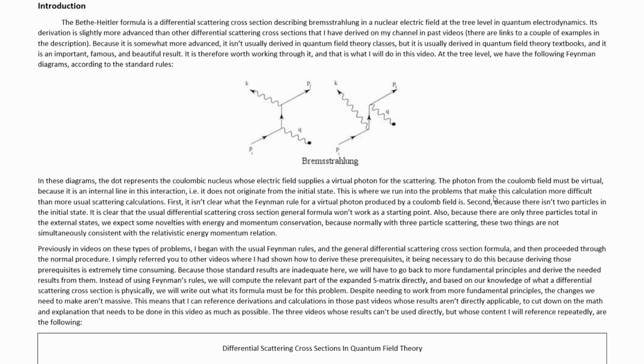This is where we run into problems that make this calculation more difficult than more usual scattering calculations. First, it isn't clear what the Feynman rule for a virtual photon produced by a Coulomb field is. Second, because there aren't two particles in the initial state, it is clear that the usual differential scattering cross-section general formula won't work as a starting point. Also, because there are only three particles total in the external states, we expect some novelties with energy and momentum conservation, because normally with three-particle scattering, these two things are not simultaneously consistent with the relativistic energy-momentum relation.